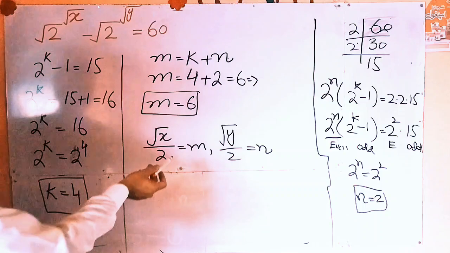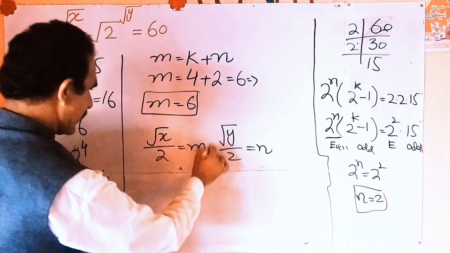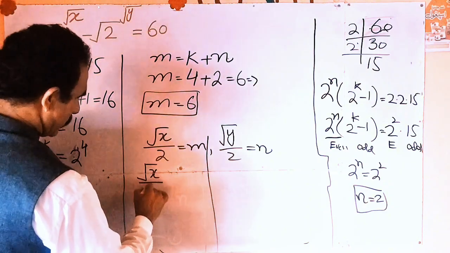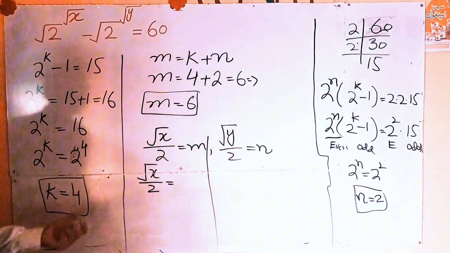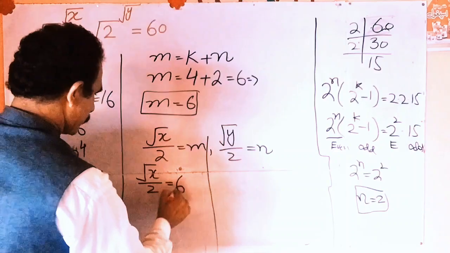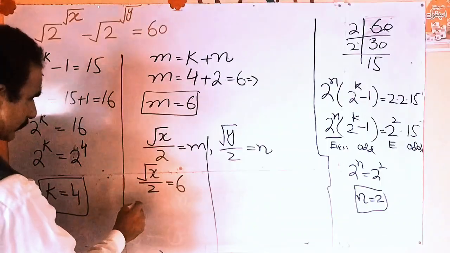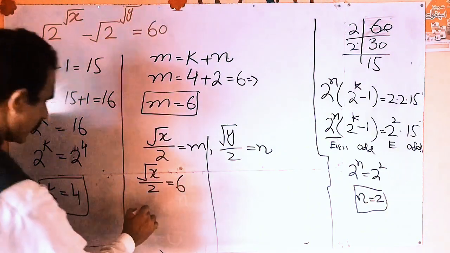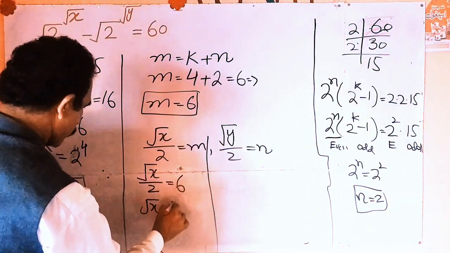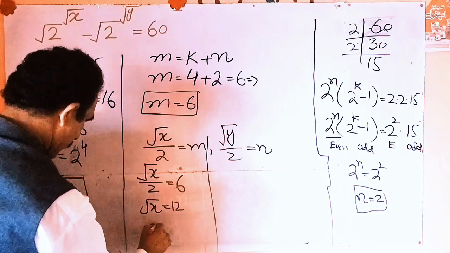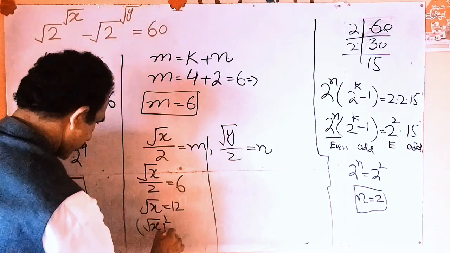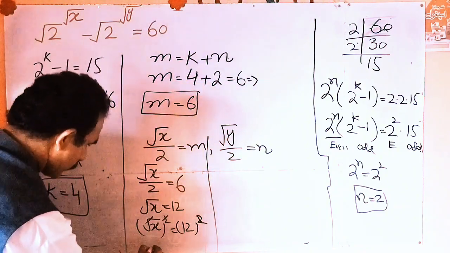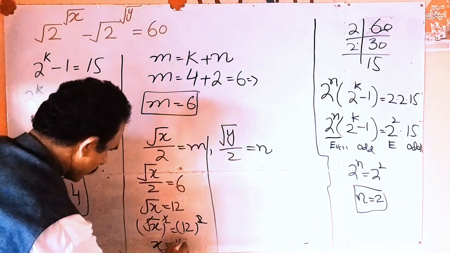Now the values of n and m. x square root over 2 is equal to m, m is 6, so x square root is equal to 12. Taking square on both sides, the 2 cancels with the square root. x is equal to 144.